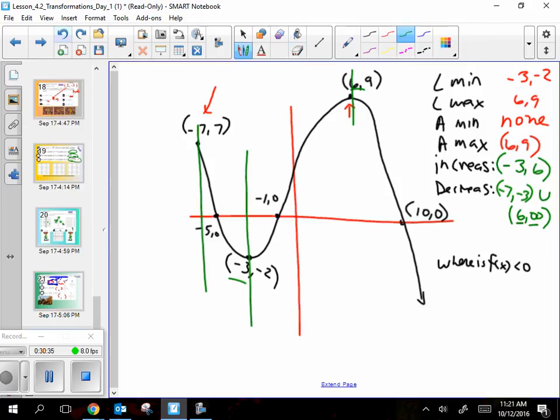And the last thing is, where was the function less than 0? Right here is where it was less than 0. And that was between -5 and -1.